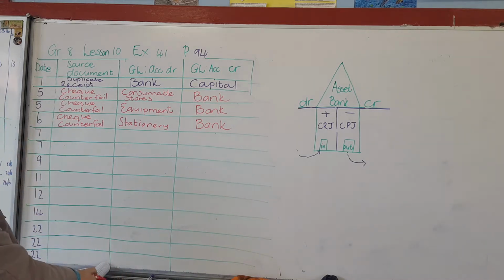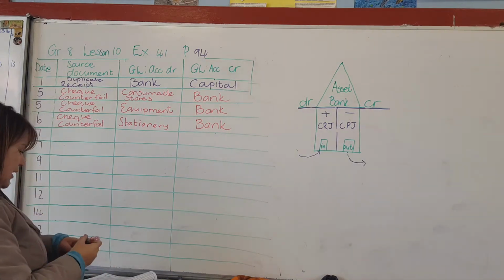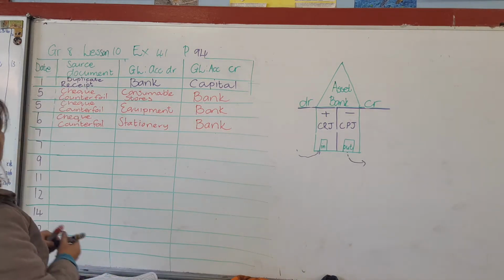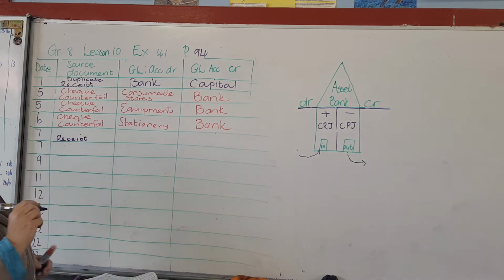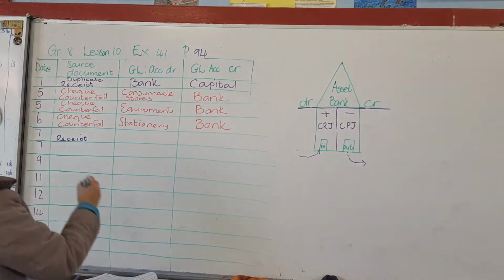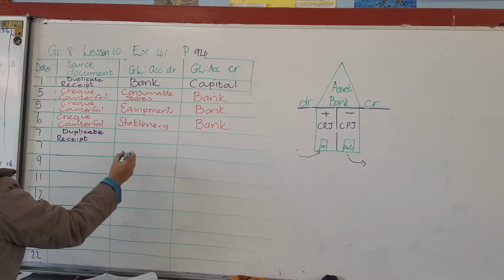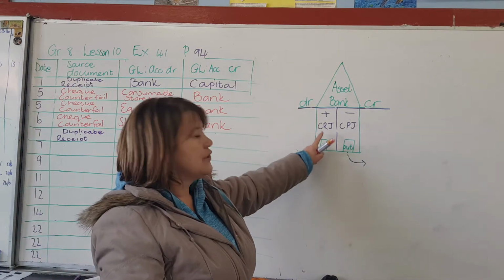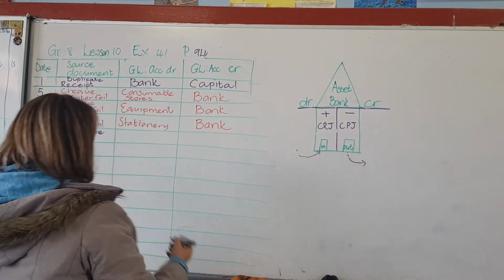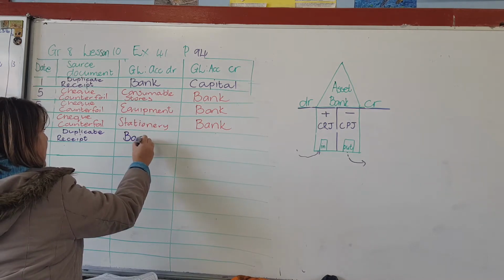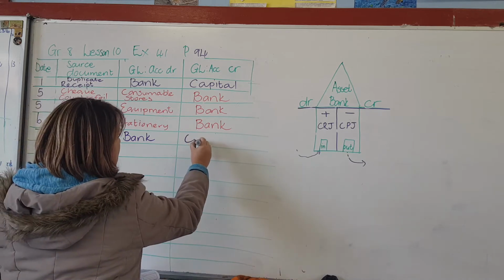Okay, then on the 7th, issue a receipt for service rendered. So what's going to happen? You have issued a receipt, but you must remember the original receipt will go with the client. You will have the duplicate in your business. You have received money from a client, so money went into your bank account. Your bank account increased, so your bank account will be debited. And that was for service rendered, so that's going to be current income.